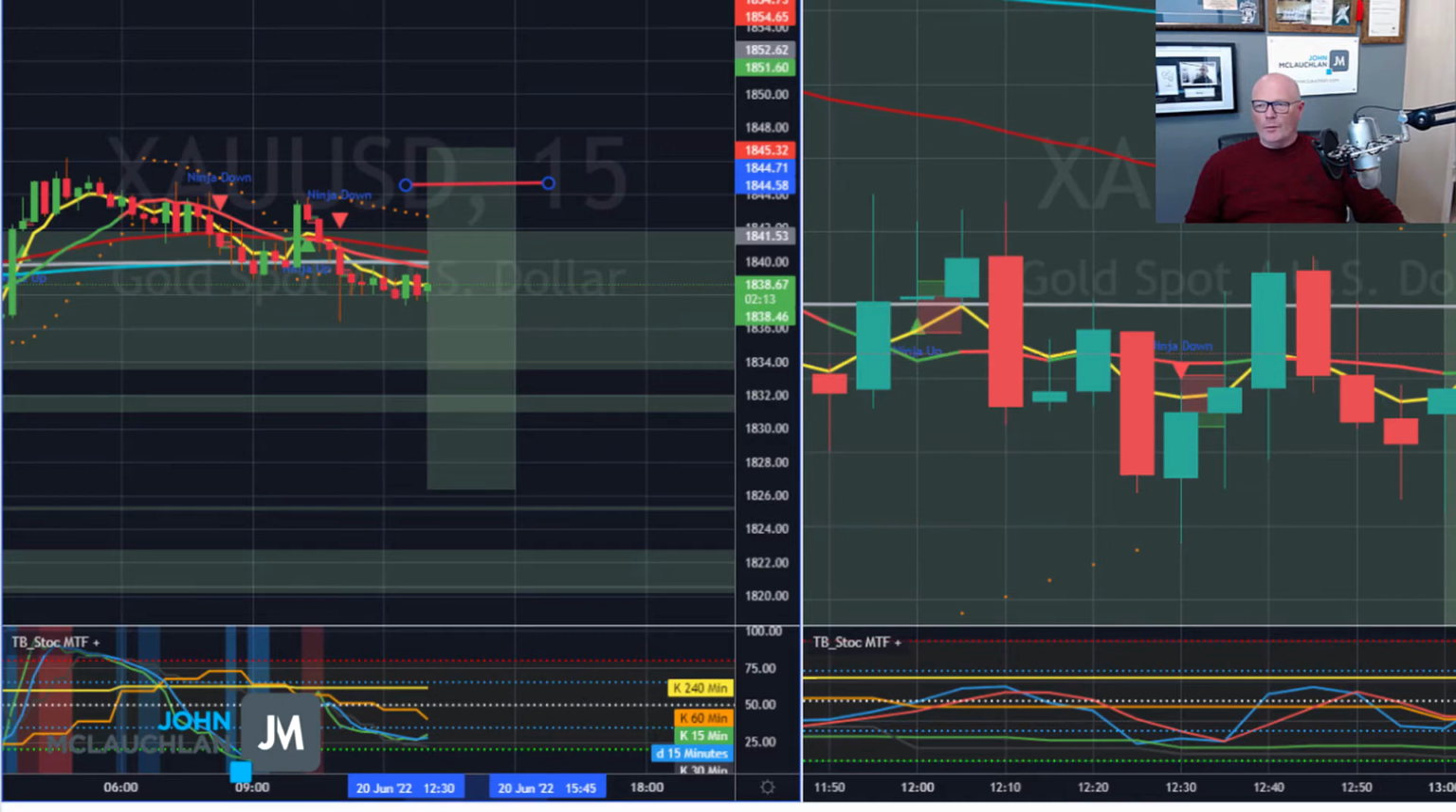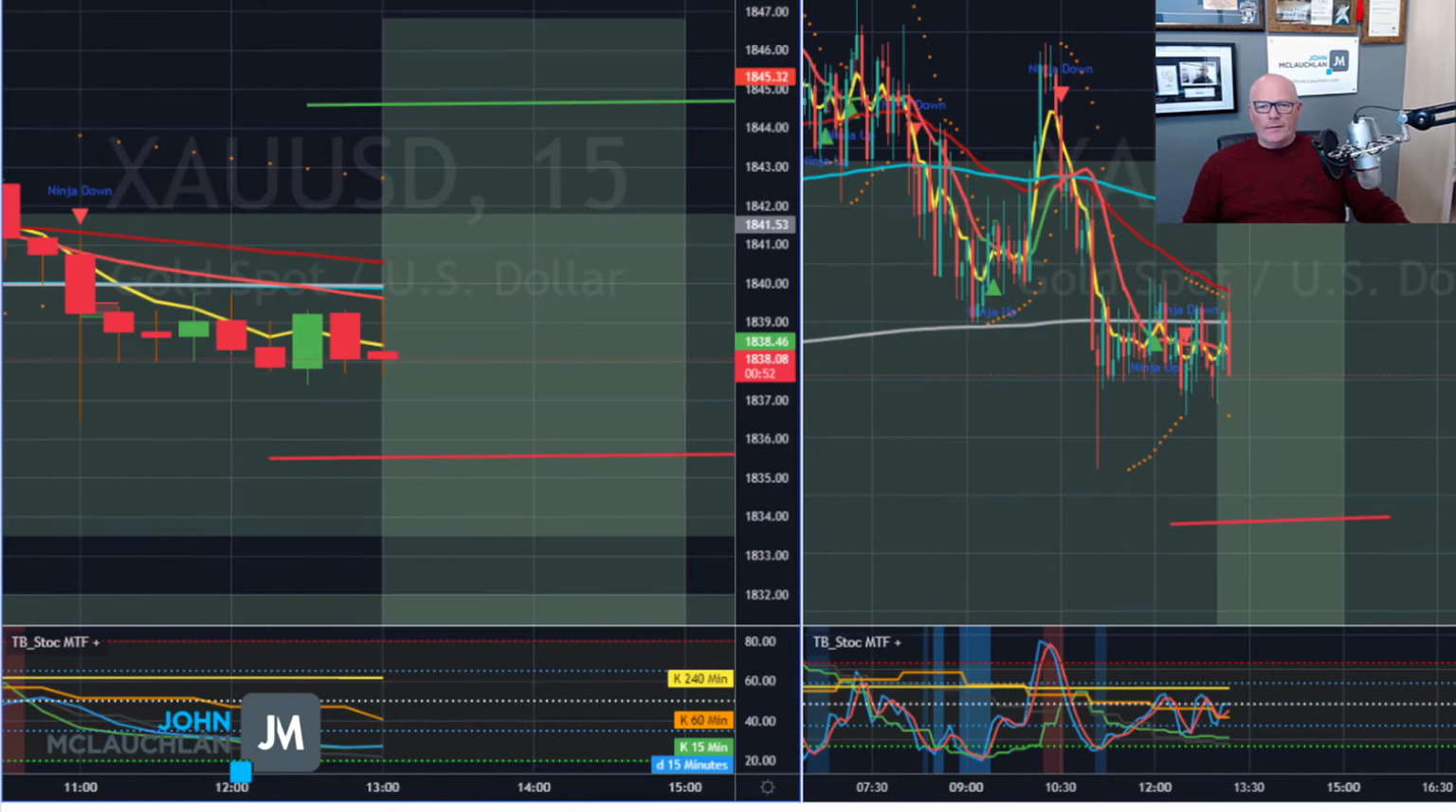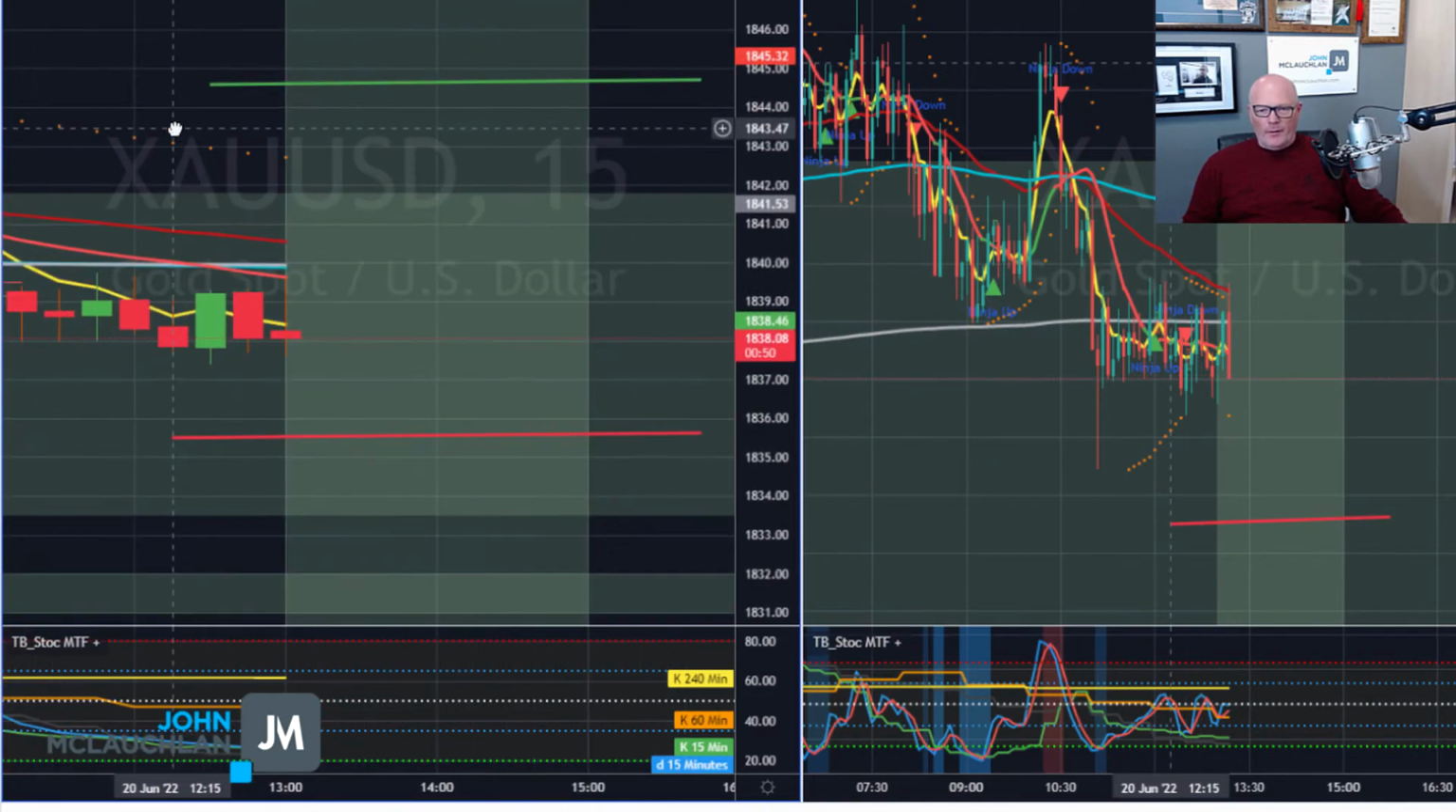I'll put one at the bottom. I'll put it there. And we'll change the top one to green. So this is the 15 minute, and whatever we put on the 15 minute copies onto this other chart here, which is on the 5 minute currently. So this is our 1300 candle.